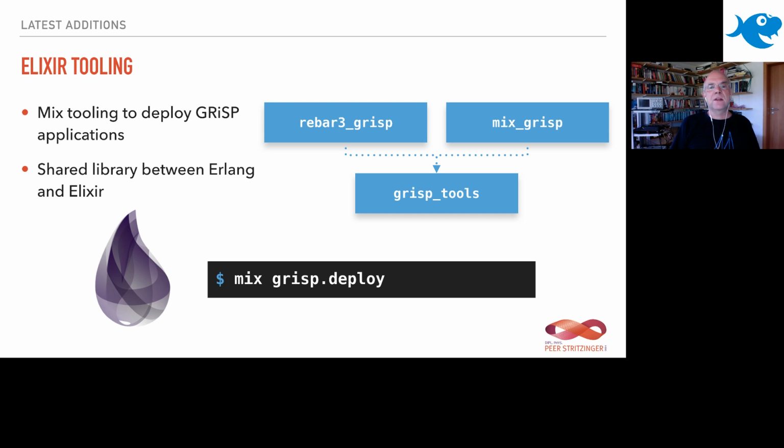A lot of things is hidden in the tooling. We started with a rebar plugin where all the tooling is done. I will talk about during the thing what's actually happening, so I don't bore you with this. Just wanted to say that we factored out all the hard stuff and the complex stuff into a library, GRiSP tools, and there are two thin layers, basically rebar GRiSP and mix GRiSP. So we have seamless tooling for Erlang and Elixir nowadays.